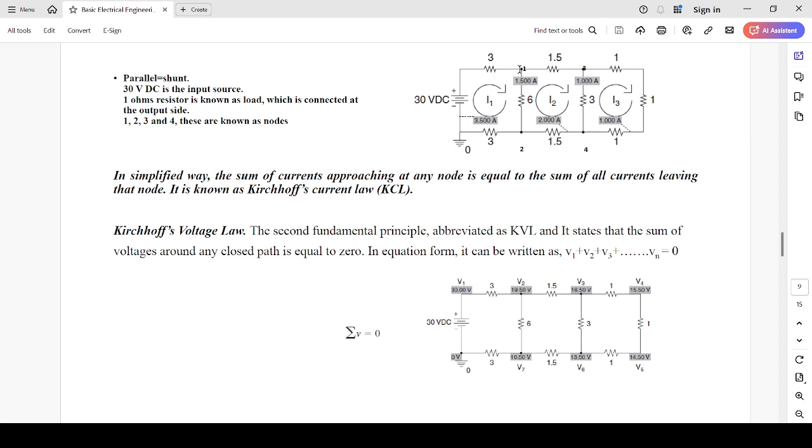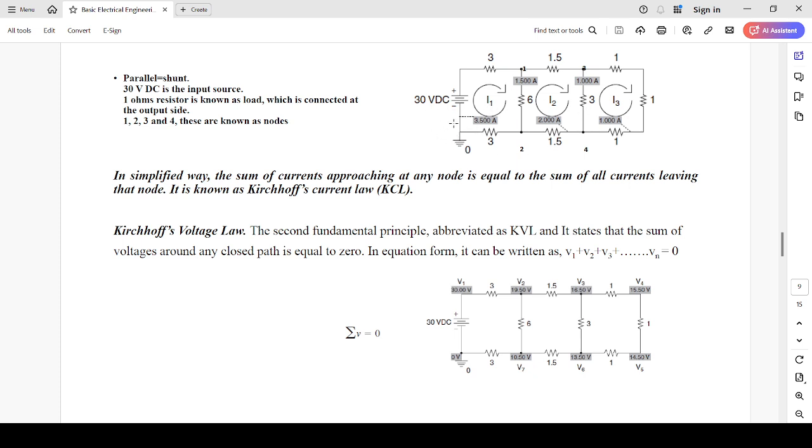Outgoing current means the current which is leaving node number 1 and flowing towards node number 2. Similarly, another outgoing current is leaving node number 1 and approaching node number 3 through the 1.5 ohm resistor. So Kirchhoff's current law says that the incoming current, that is the input current, is equal to the current flowing from node number 1 to 2 plus the current flowing from node number 1 to node number 3. So this is the basic principle of Kirchhoff's current law.